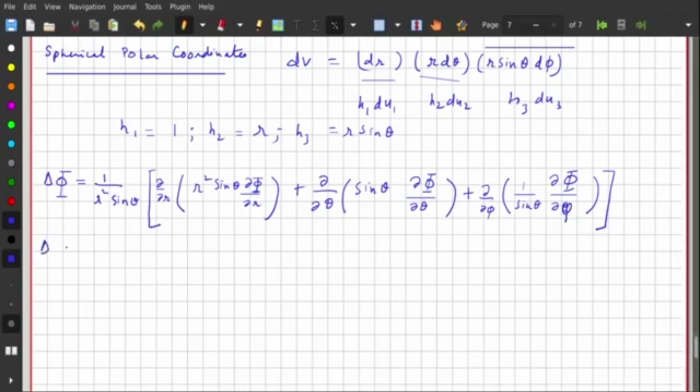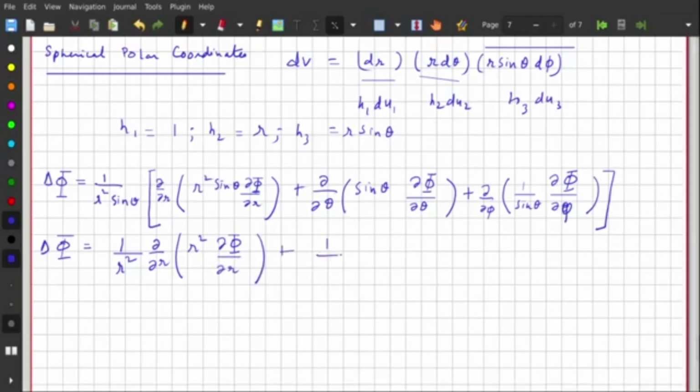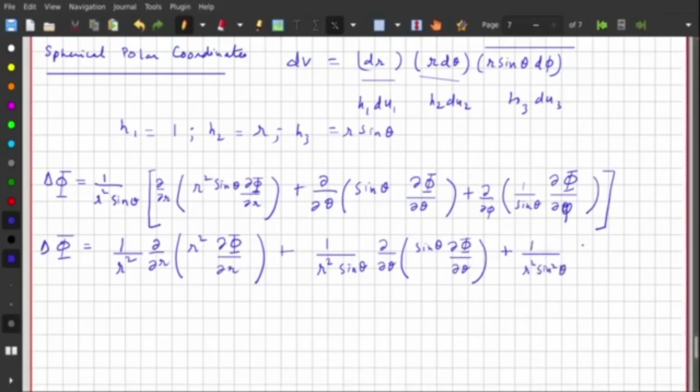So this will become the Laplacian of Φ is 1 over r squared ∂/∂r of r² ∂Φ/∂r, plus 1 over r² sinθ ∂/∂θ of sinθ ∂Φ/∂θ, plus 1 over r² sin²θ ∂²Φ/∂φ². So that's the Laplacian in spherical polar coordinates.